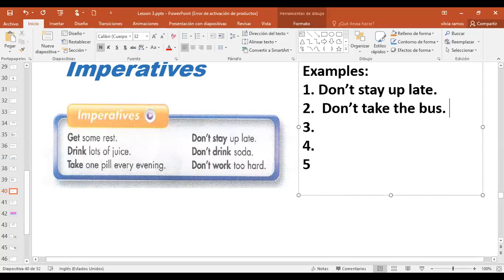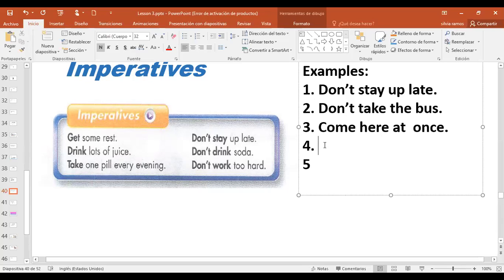For example, come here at once. Come. It's imperative, I think. Exactly. Come here at once. At once? Okay. Very good. Like this, right? Okay, very good, very good. We have another example. Another one, number four. You see Gabby, Catherine, Miguel, very good. Number four and number five.